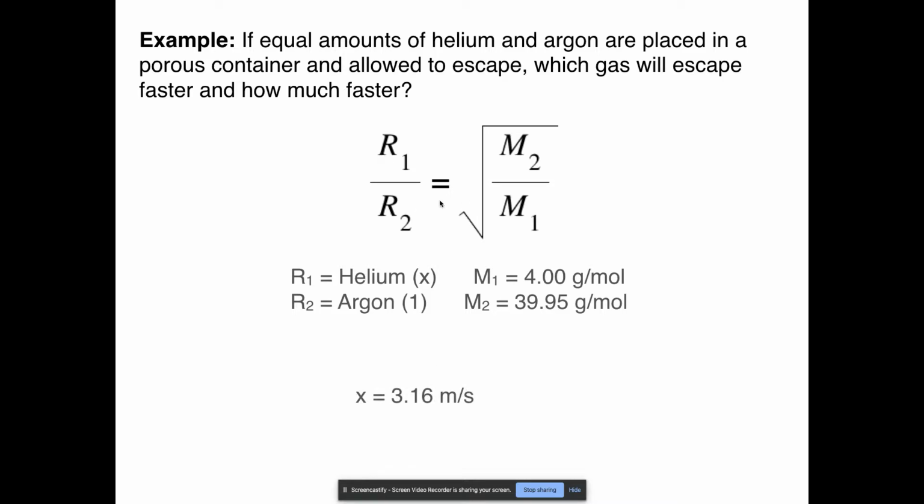So when you plug in x over 1 equals 39.95 over 4, and you take the entire square root, then what you end up getting is 3.16, which means that if argon's moving at a speed of 1, then helium would be moving at a speed of 3.16. So that means that helium is 3.16 times faster than argon is.